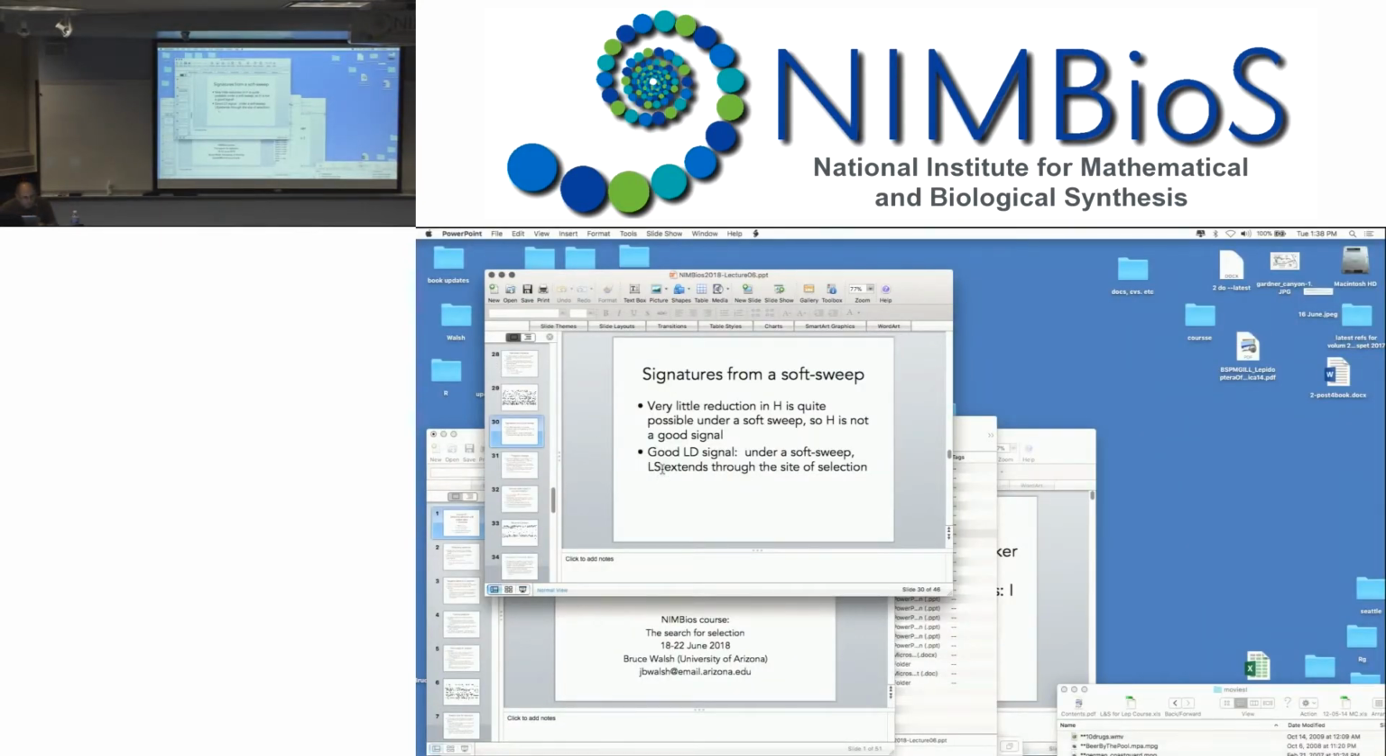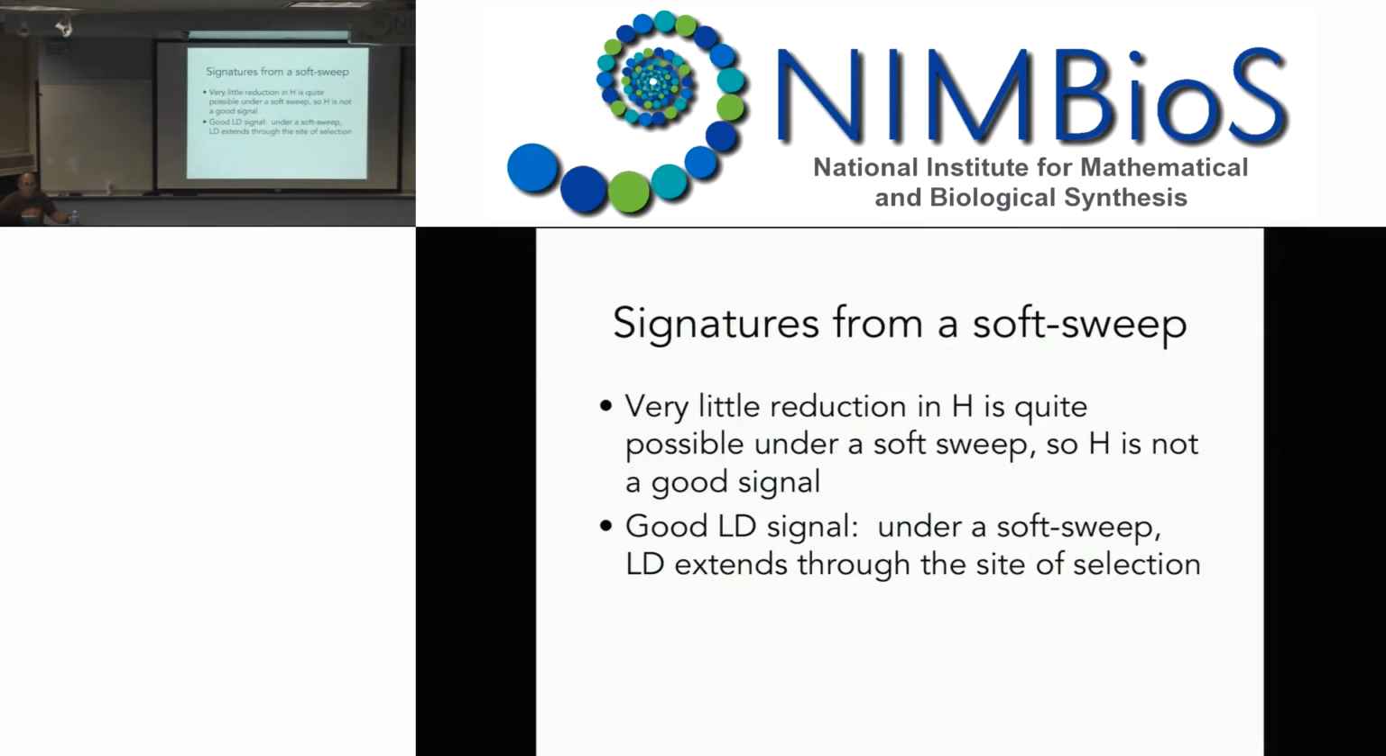Under a soft sweep, the linkage disequilibrium signal extends through the site. So remember, in a hard sweep, the LD signal is on either side but not through a site. In a soft sweep, it is through a site, and there are different tests we'll talk about that distinguish hard versus soft sweep using the LD signal.